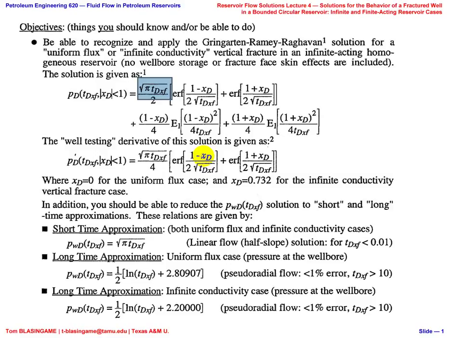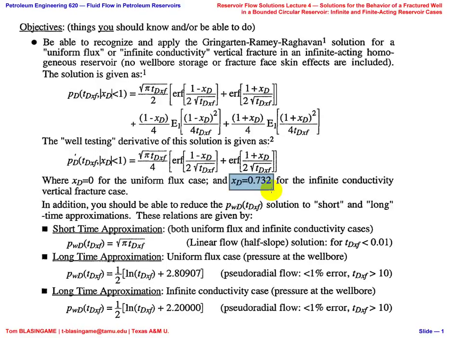Now, nobody really asked about the XD, but that's okay. You can imagine that XD is probably 0 for the wellbore, but we'll talk about that in a minute. Okay, so for XD equals 0, we have the uniform flux case, and for XD equals 0.732, what do we have? We have a correlation that Gringarten and Ramey and Raghavan set out, and they said, we need to figure out how to make that solution.